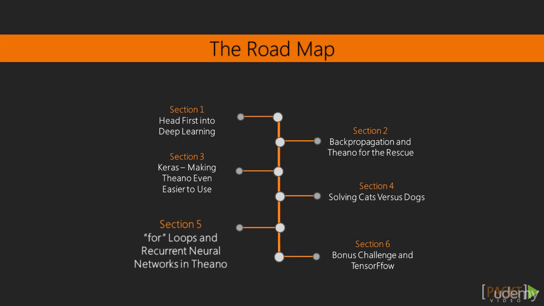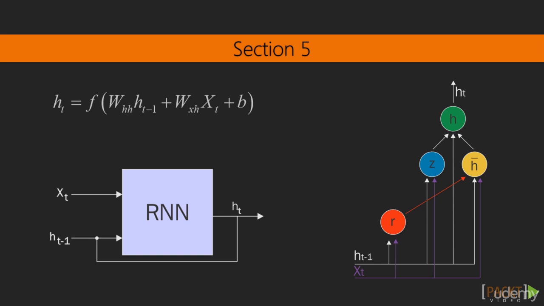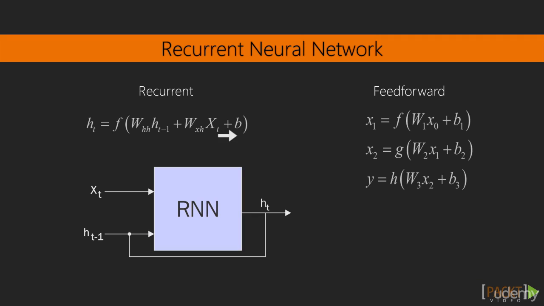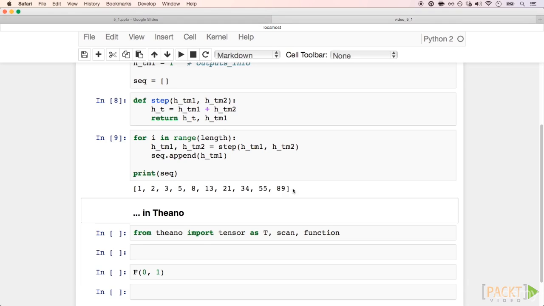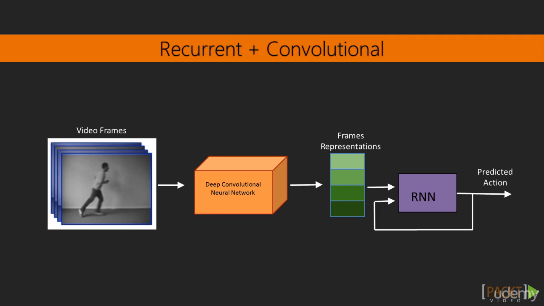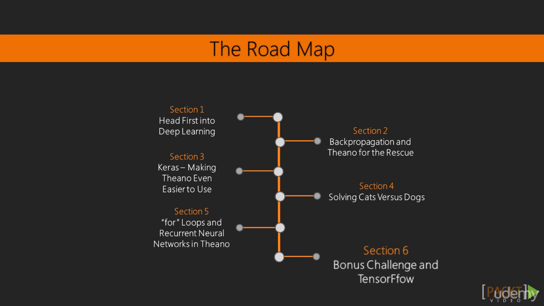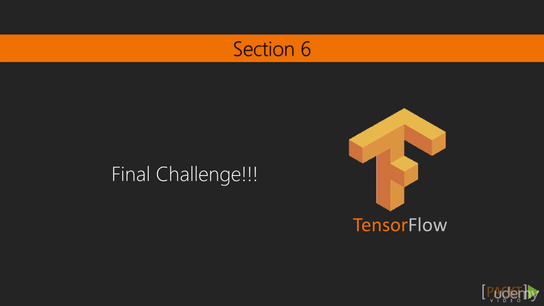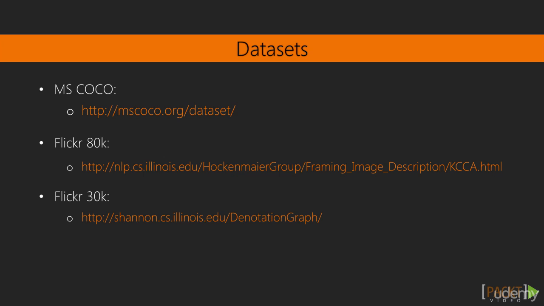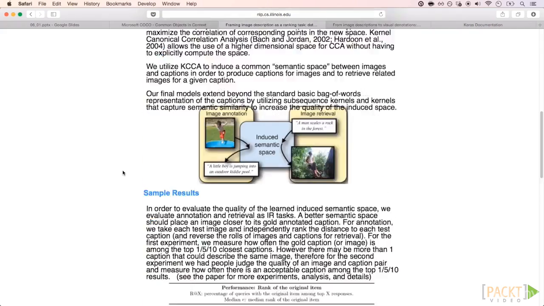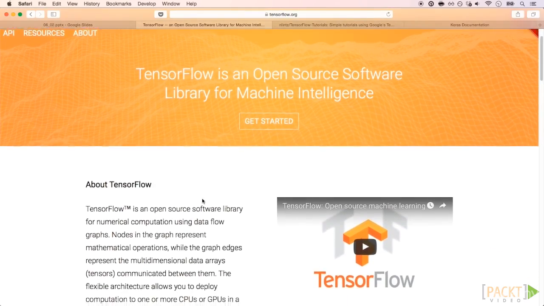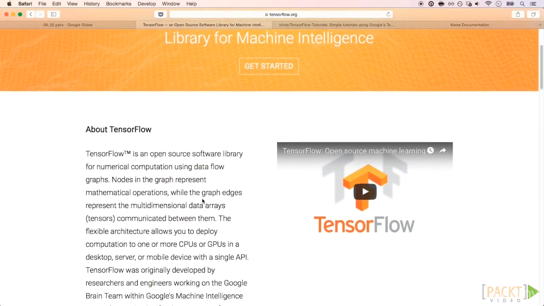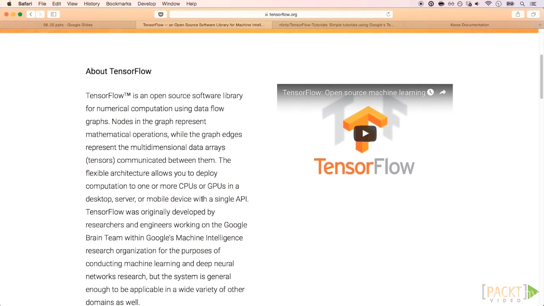Recurrent neural networks and their applications to dynamic inputs is our last subject. We cover that in section 5 by learning how to write for loops in Theano and how to use them for defining recurrent architectures. We end our course with a bonus section where we propose a course project that should put all the knowledge acquired in sections 1 to 5 into practice. In this section, we will also discuss a little bit about TensorFlow, Google's machine learning library.